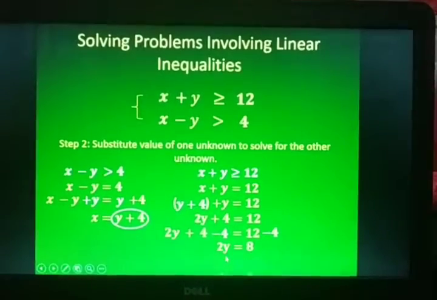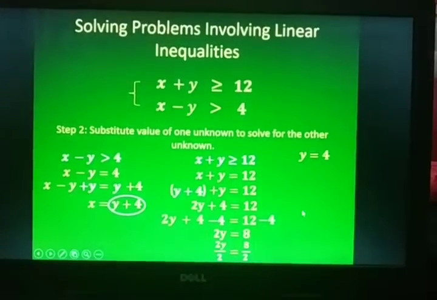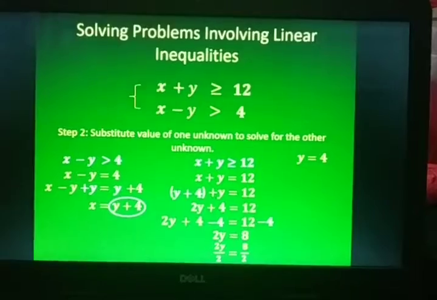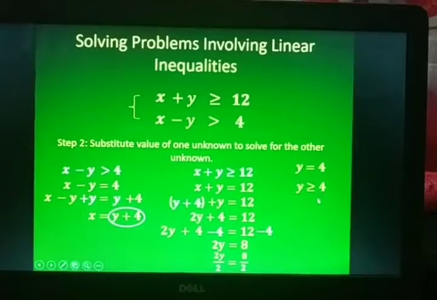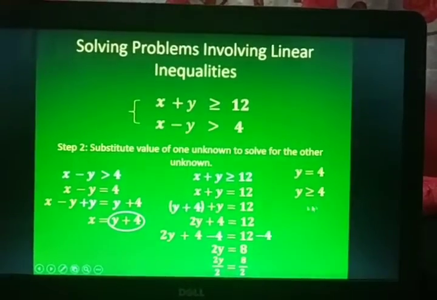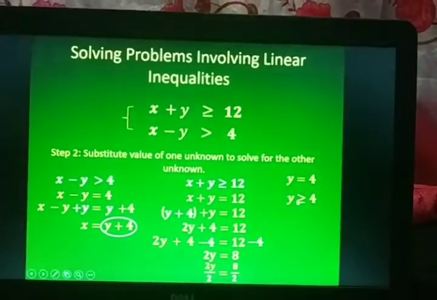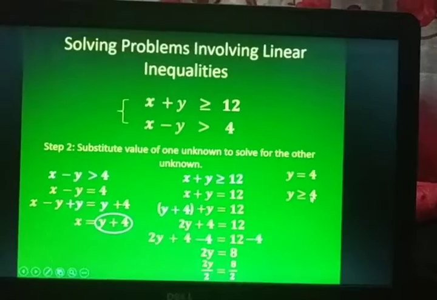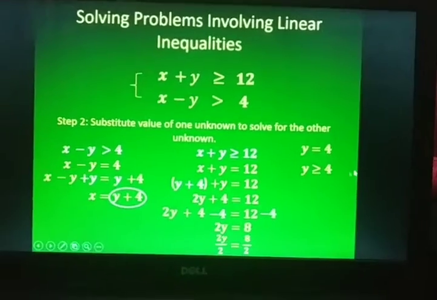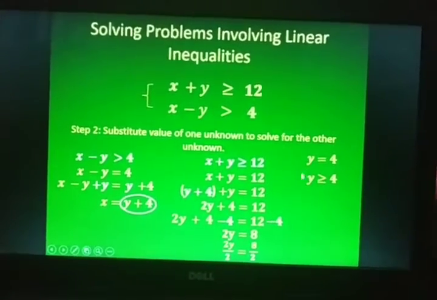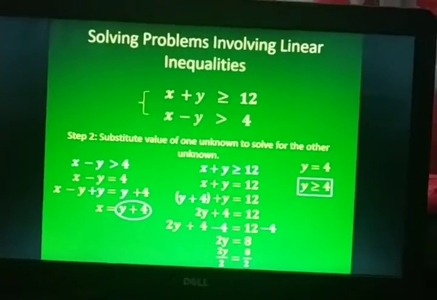Then divide both sides by 2. And so the answer is y equals 4. But class, go back to the original sign. That will be greater than or equal to. So, y is greater than or equal to 4. Which means it starts with 4. Kay greater than taas pa or equal kay 4. So, 4, 5, 6, 7, 8, and so on and so forth. 4 pataas. Okay?